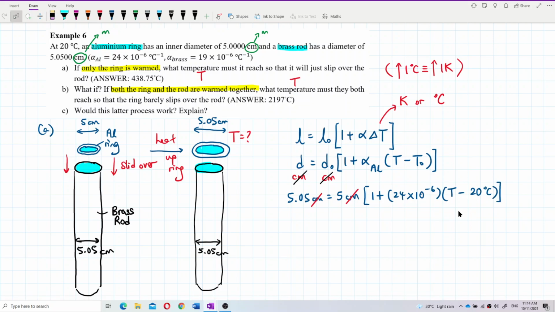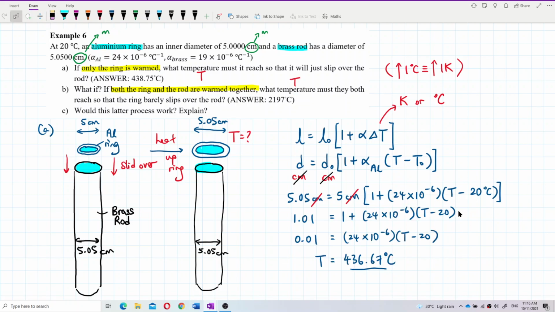Okay, so now let's find out the temperature. I've done the working here. Just divide 5.05 by 5, and then minus 1, and then divide by this value. Then finally I get the temperature as 436.67 degrees Celsius. This one is in degrees Celsius because just now the initial temperature is also in degrees Celsius. So the answer is slightly different.